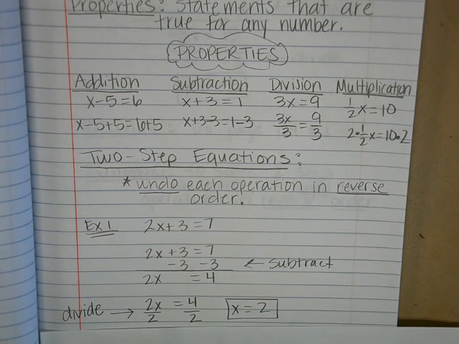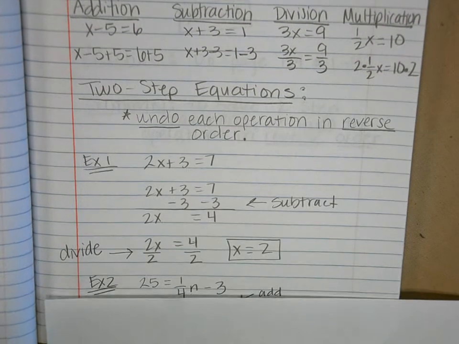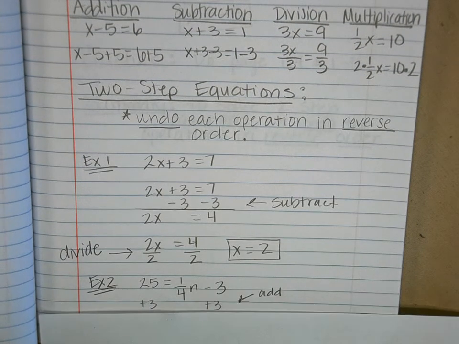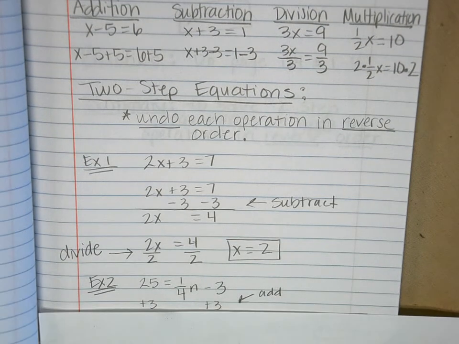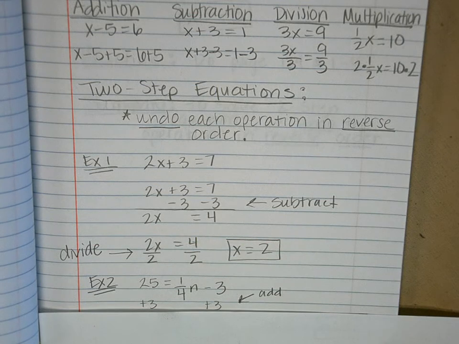Example 2. We have 25 equals 1/4 n minus 3. So first we have to add the 3 to both sides. So if I add 3, I'm going to get 28, right? What should I do with the 1/4?